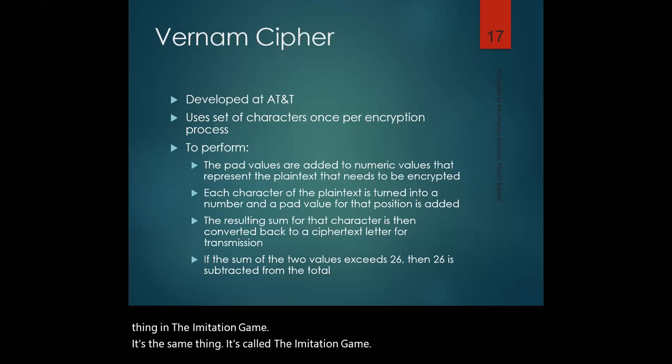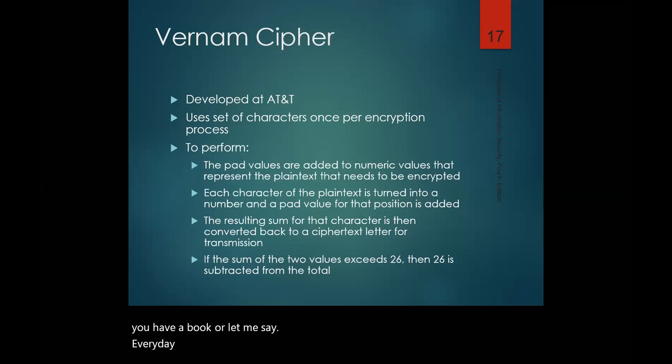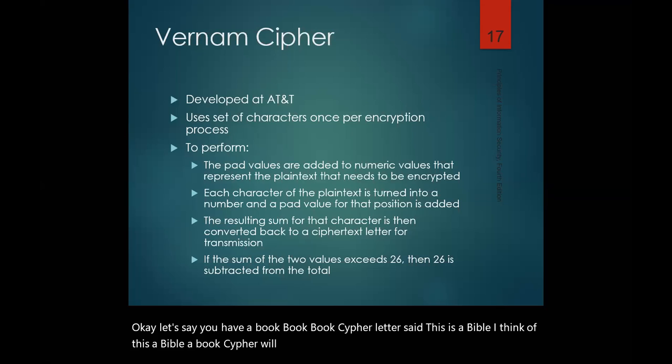So it uses the text in a book. The book cipher is like having a book. Let's say you have a book. Let us say this is a Bible. A book cipher will use the code. For example, if I use 23, then I am going to go to the 23rd page and look at the first letter in the 23rd page.